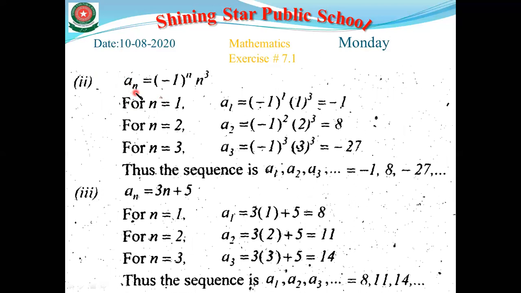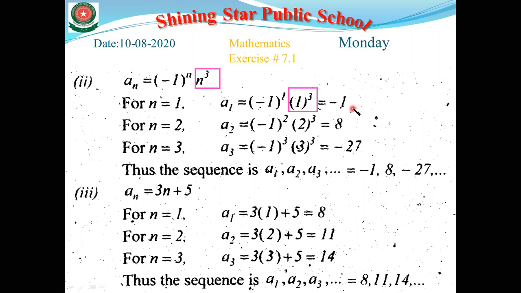Now let's start part number 2. an equals to minus 1 whole power n, times n cube. So again we put n equal to 1, n equals to 2, and n equals to 3. When we put n equals to 1, we get a1 equals to minus 1 whole power 1, times 1 cube, because we replace the n with 1. Now minus 1 power 1 is minus 1, and 1 cube is 1. So minus 1 multiplied with 1 is minus 1.